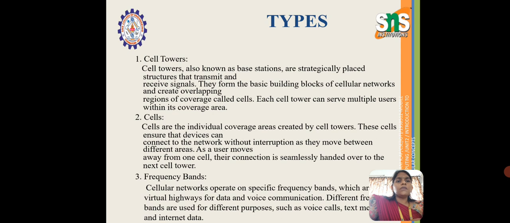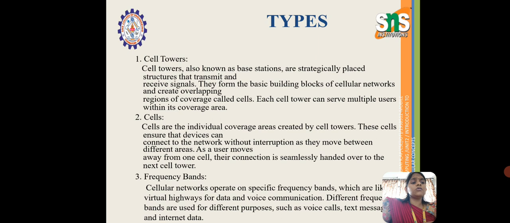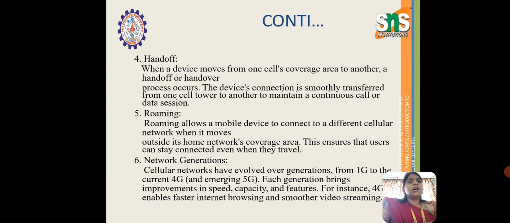Next is your frequency network. Your cellular network operates on a specific frequency band, which is like a virtual highway for data and voice communication for different purposes such as voice, text and also internet data. And next, the frequency reuse. Frequency reuse involves using the same radio frequencies in different cells that are sufficiently separated to avoid interference. And cells are grouped into a cluster to manage frequency reuse.